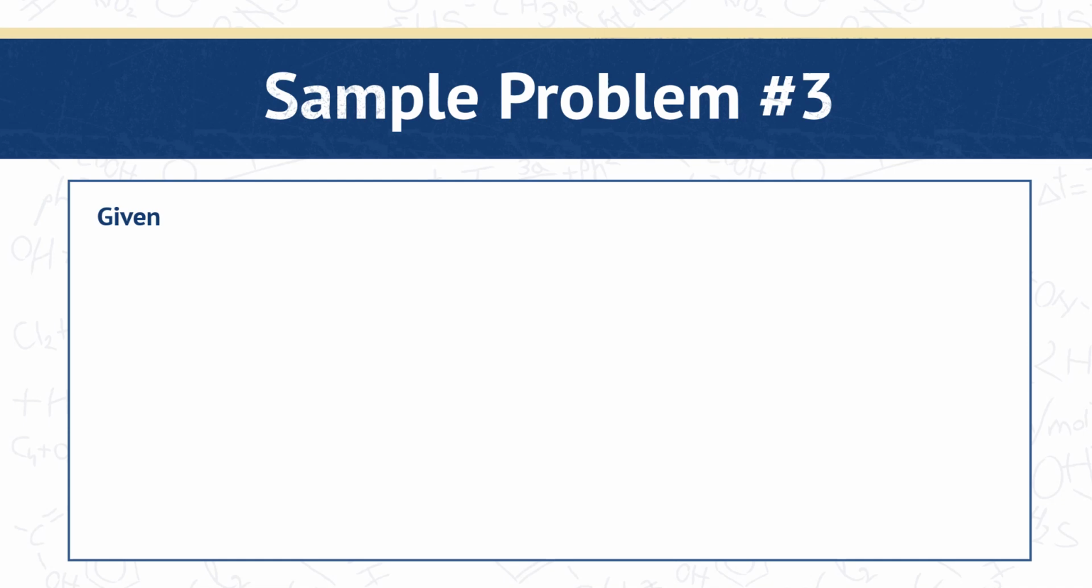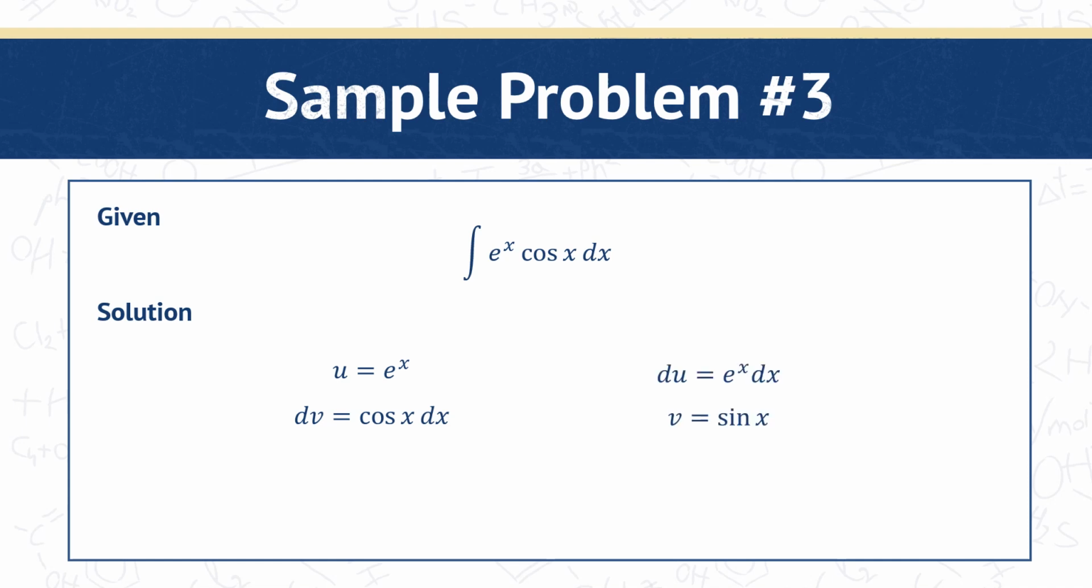So for our next problem, we have to integrate e raised to x cosine x dx. Now this is actually one of the instances wherein the LIATE technique does not necessarily apply, because whichever assignment we use will not necessarily produce a simpler integral. So we can just assign our u as e raised to x and dv as cosine x dx. Our du will then become e raised to x dx, and our v will become sine x.